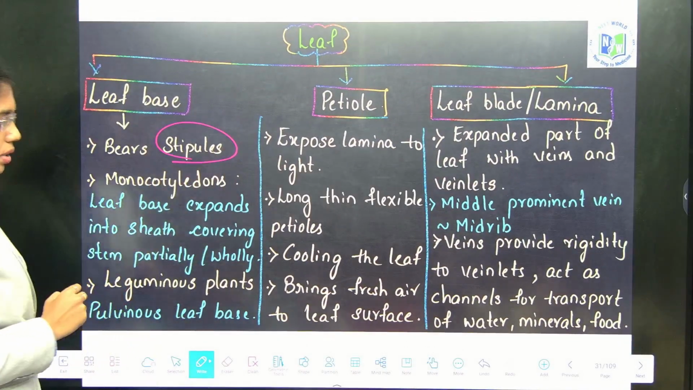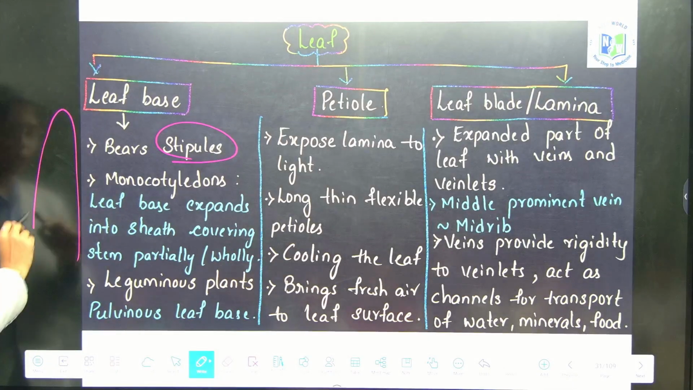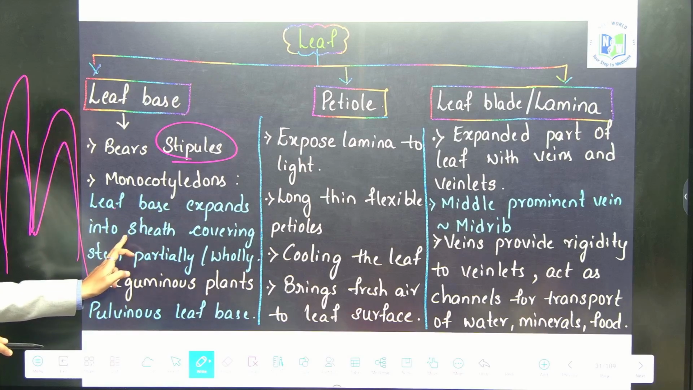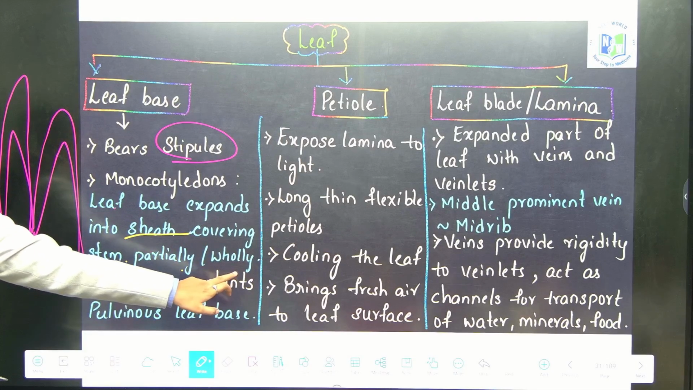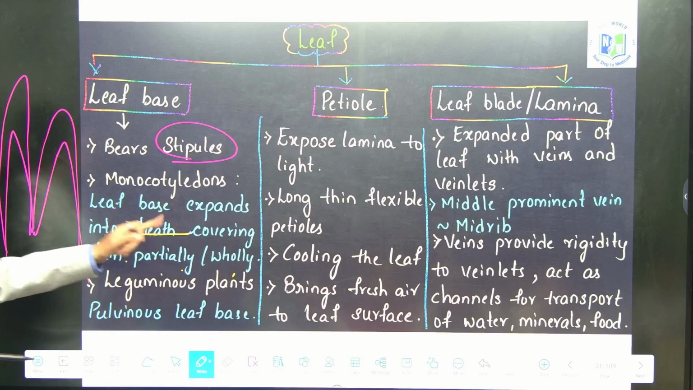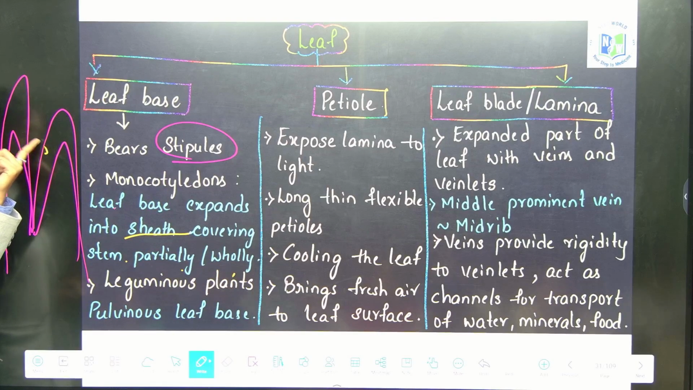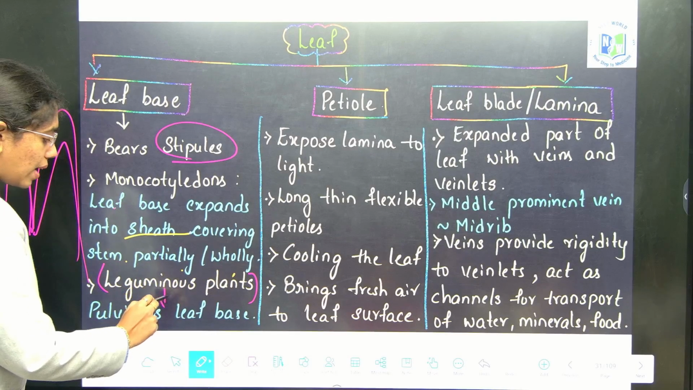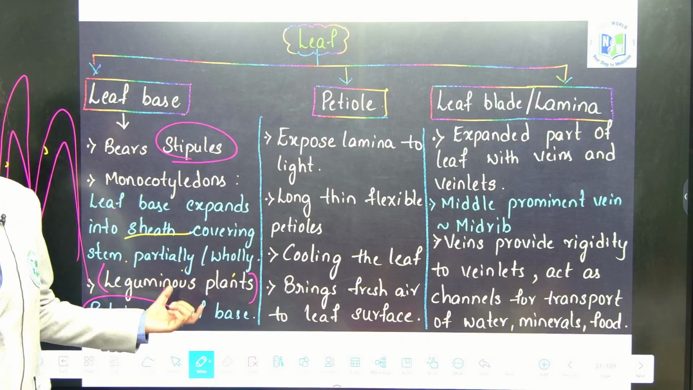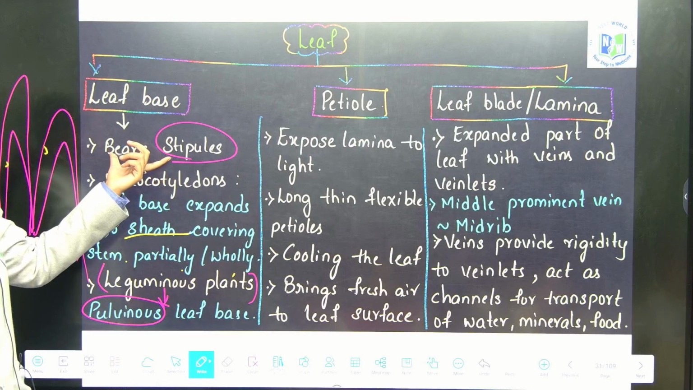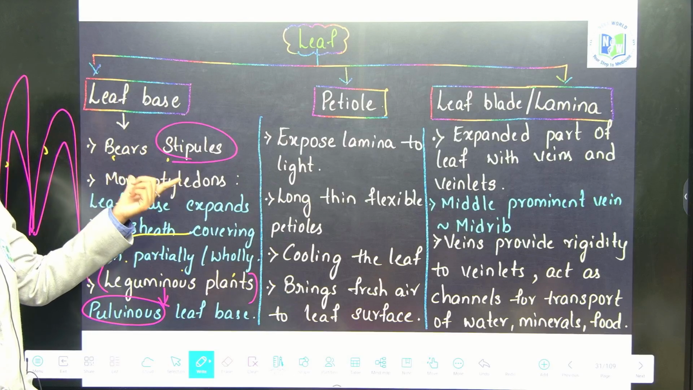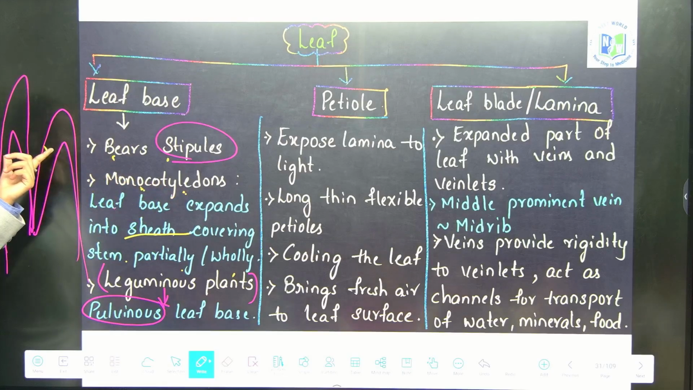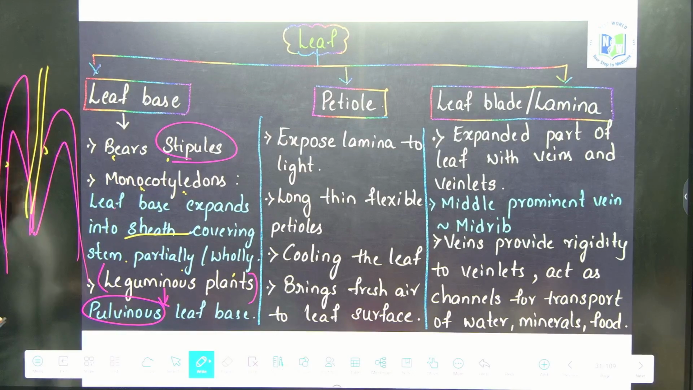Stipules. In monocotyledons, you can see in all the poaceae members, the leaf blade is like this. The leaf base expands into a sheath covering the stem partially or wholly. This you see in monocots. Examples, leguminous plants. In leguminous plants you will have a pulvinous leaf base, that is a swollen leaf base. It bears stipules. In most of the monocotyledons the leaf base is expanded so that it covers the stem partially or wholly, meaning completely.